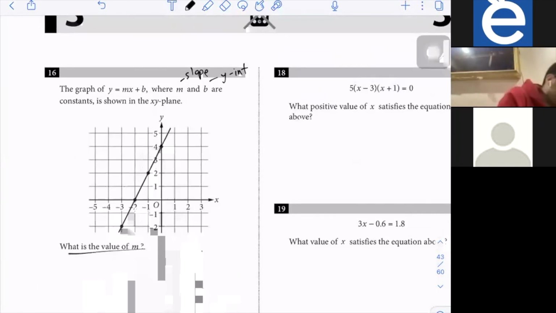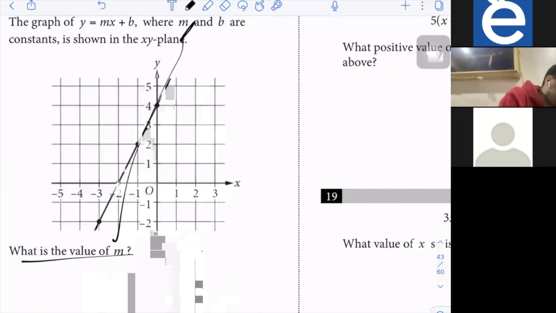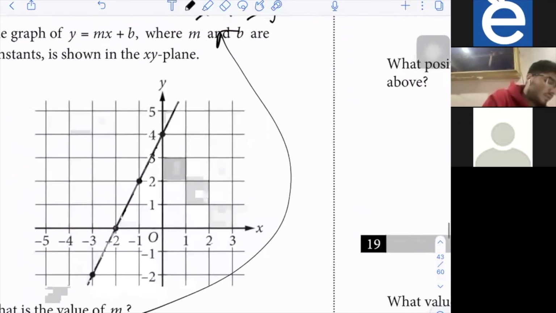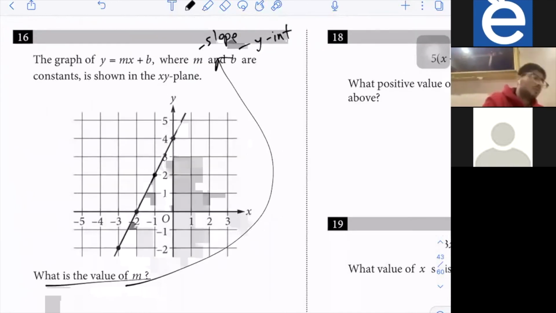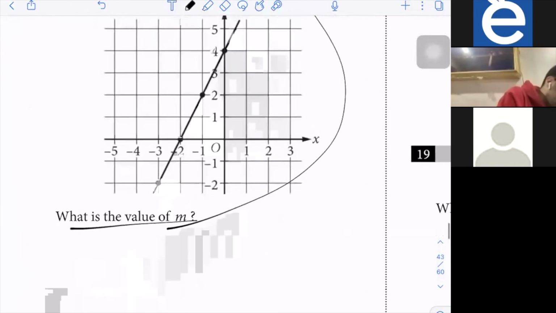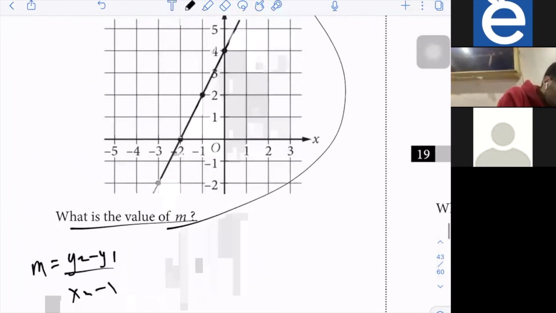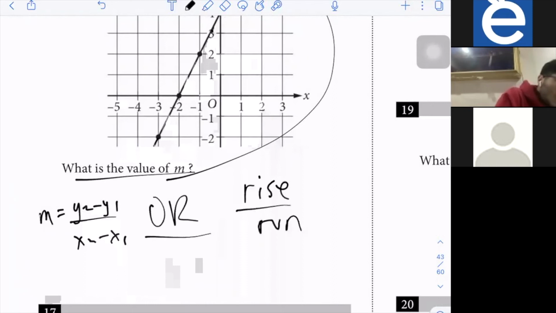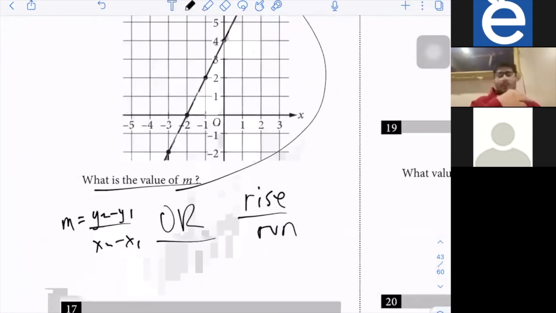So like I identified, m is the slope. So we just have to see, sorry, let me not block the view or block the graph. So we're just looking for the slope. So one way we could do it is by picking points and solving using the m is equal to y2 minus y1 over x2 minus x1 formula, or you can use rise over run. I prefer to use rise over run when they give the graph, because it's easier to see, and then you're less likely to make mistakes.